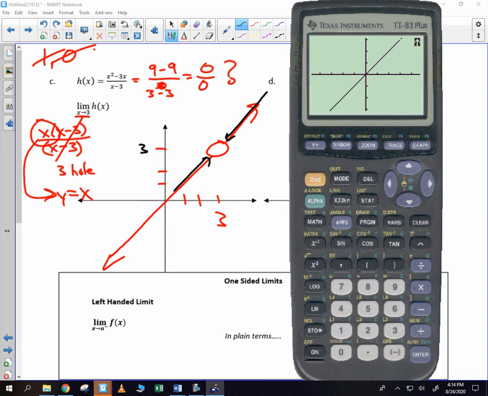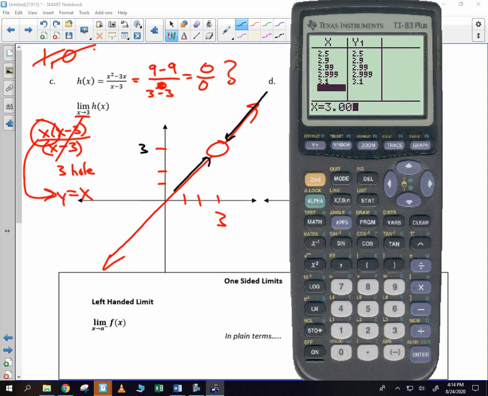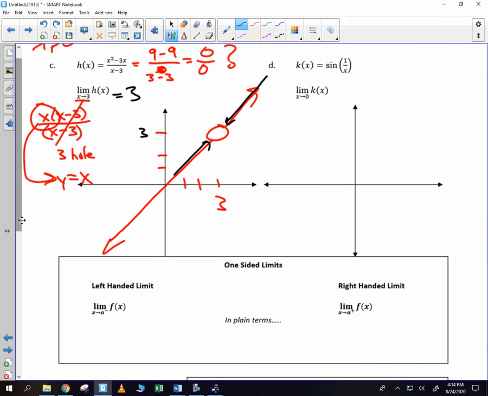In fact, if you looked at the table, if we get close to 3, like 2.5, 2.9, 2.99, you can see the values are getting really close to 3. If you try the other side, you try like 3.1, 3.001, 3.00001, and you can see that you are in fact getting values very close. So sometimes you can't just plug it in. You have to analyze the graph further.